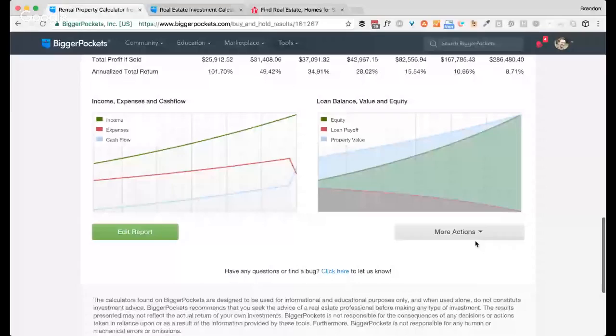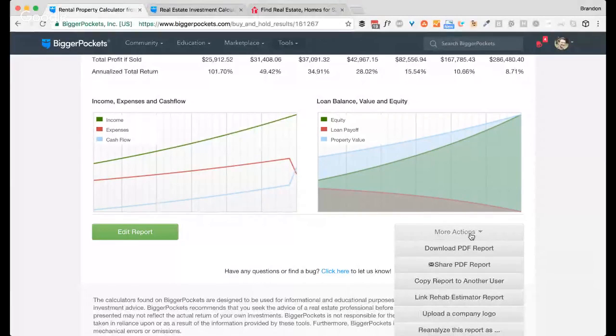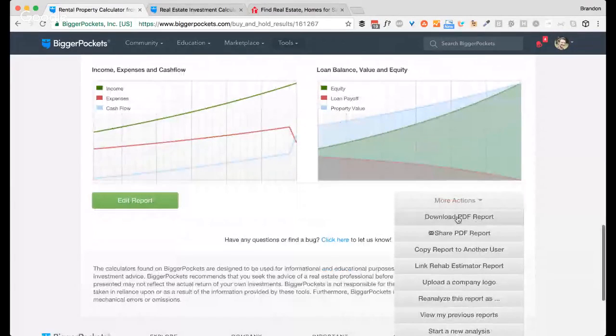And that's where things like doing it by hand or on a spreadsheet can run you into some trouble. Now, let me show you one more cool thing about this program, just in case you guys are curious and want to use it. Check this out. Down at the bottom here, click More Actions. I can actually download a PDF report of this, or I can share a PDF report with people.